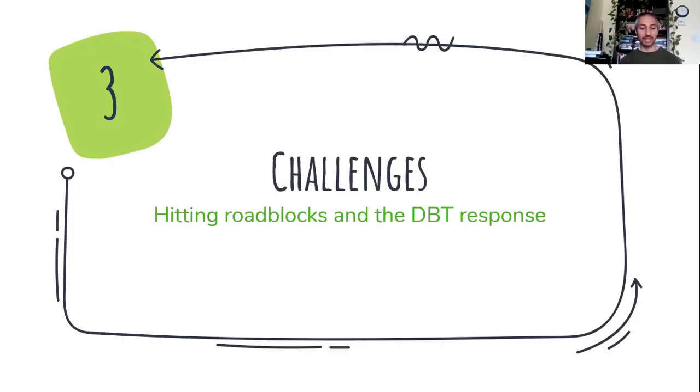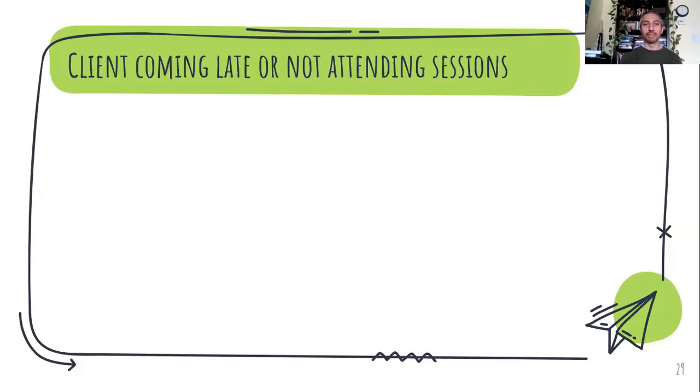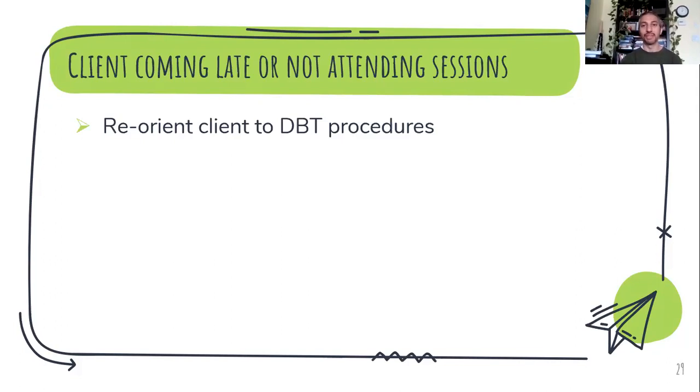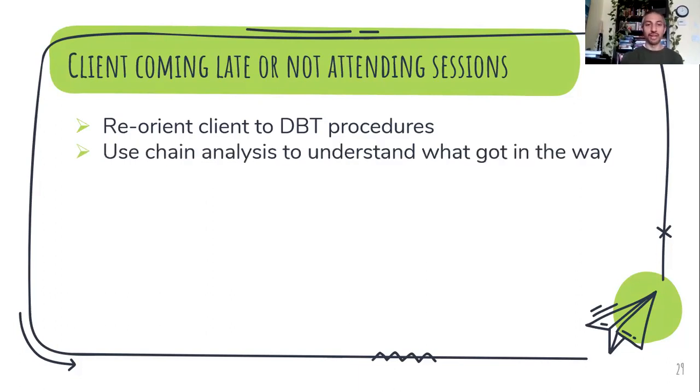So, of course, this all sounds way easier than it's actually done, right? And there are roadblocks. There are challenges in DBT and challenges in case management, in all kinds of mental health work. People are complex and people hit roadblocks. So, for example, let's say the client is coming in late or they're not attending sessions. We would reorient them to the purpose of the therapy, right? To the procedures of how things are going to work. We would use a chain analysis to understand what got in the way of coming.